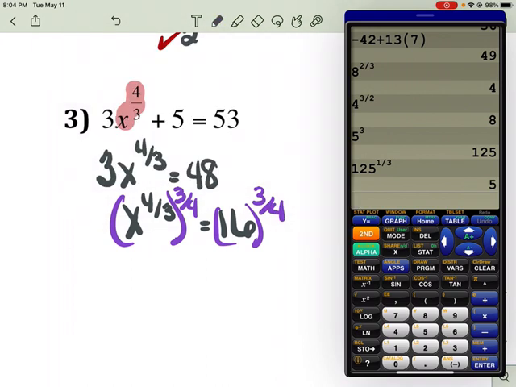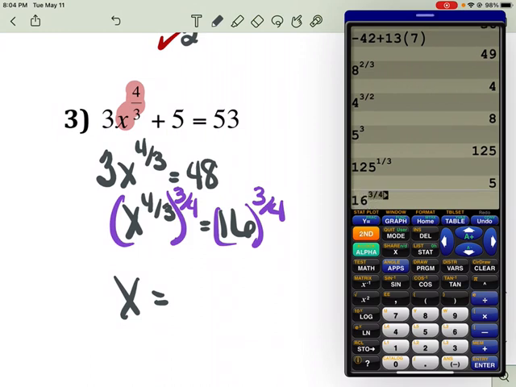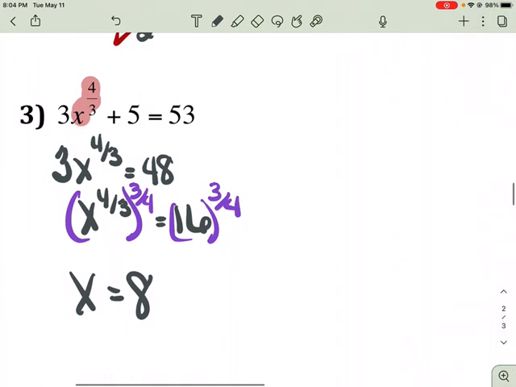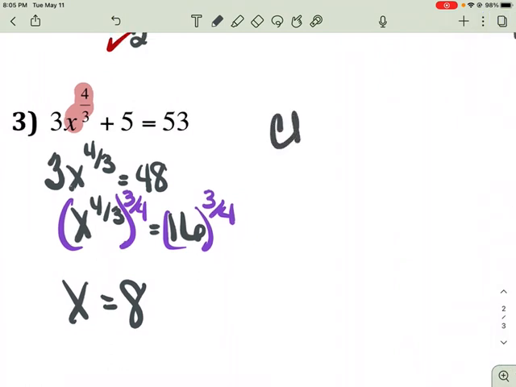Okay. All right, so those cancel out. We're just left with x. And 16 to the 3 divided by 4 is 8. Okay, so now we're going to need to check that. Come back to that. So let's check and see if 8 is correct.